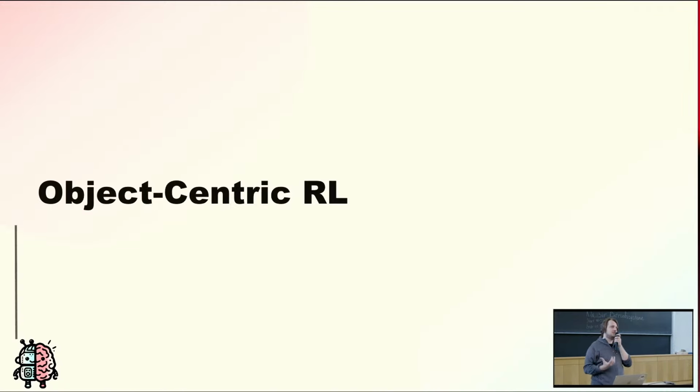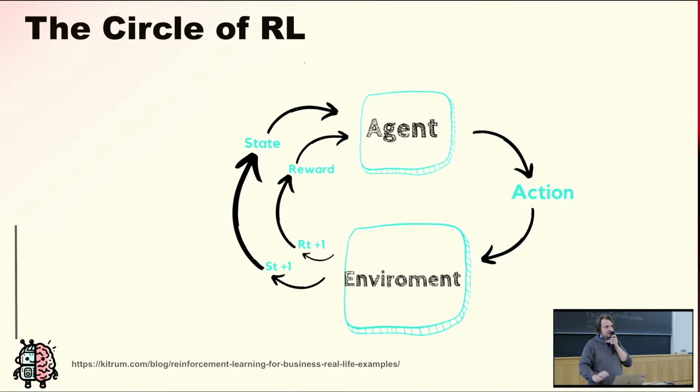Because if we as humans think about a situation, what we often do is we ignore the background. We don't need the background color, we just look at the objects. And we can do something very simple to reinforcement learning. First, what is reinforcement learning? Reinforcement learning is a way to train agents. I often try to explain this by cooking.